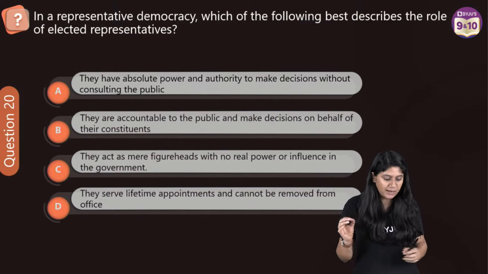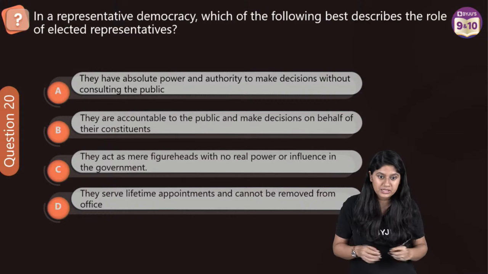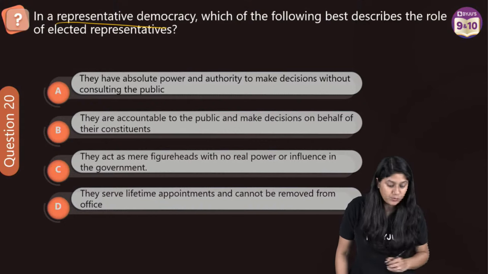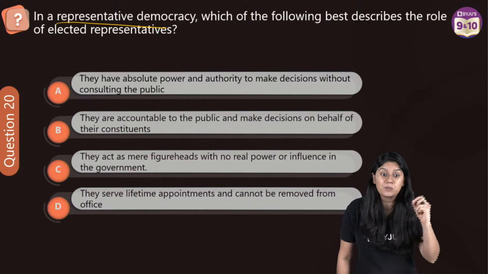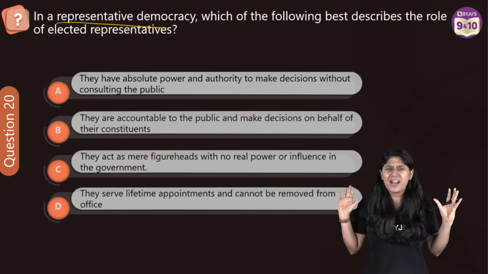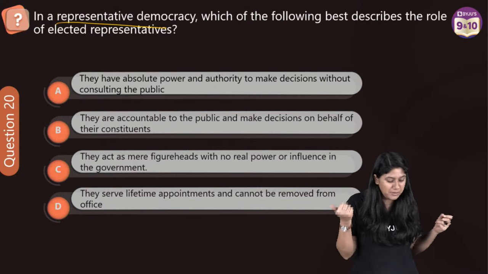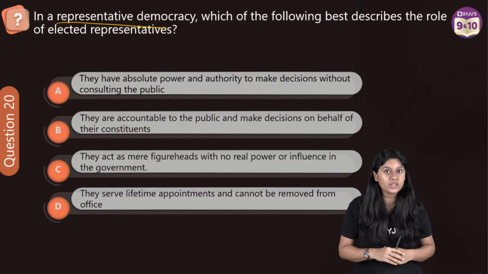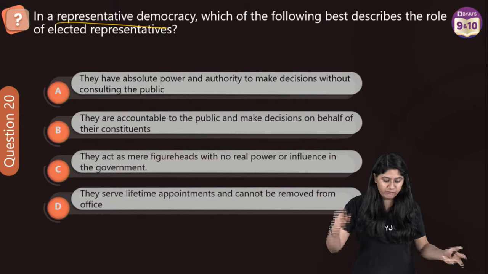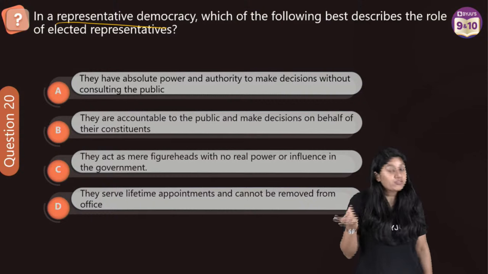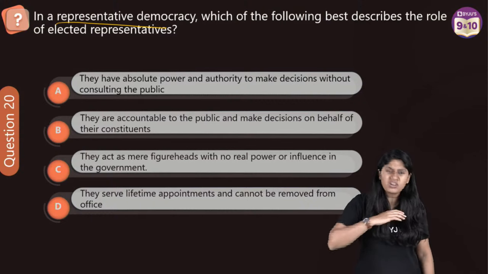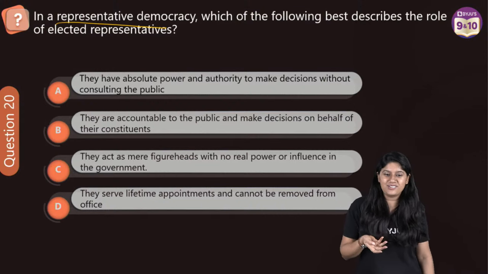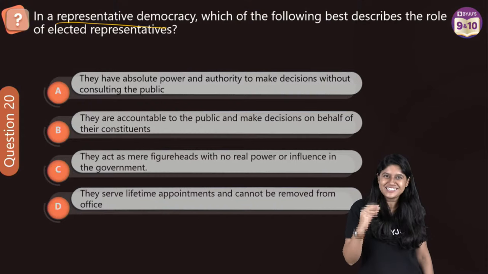Which of the following best describes the role of the elected representatives? Tell me everyone. In the representative democracy, is it that they have absolute power and authority to make decisions without consulting the public? Or they're accountable to the public and make decisions on behalf of their constituencies? Or they act like a figurehead with no real power or influence in the government? Or option D, they deserve lifetime appointment and cannot be removed from office. Seems like options are very easy.